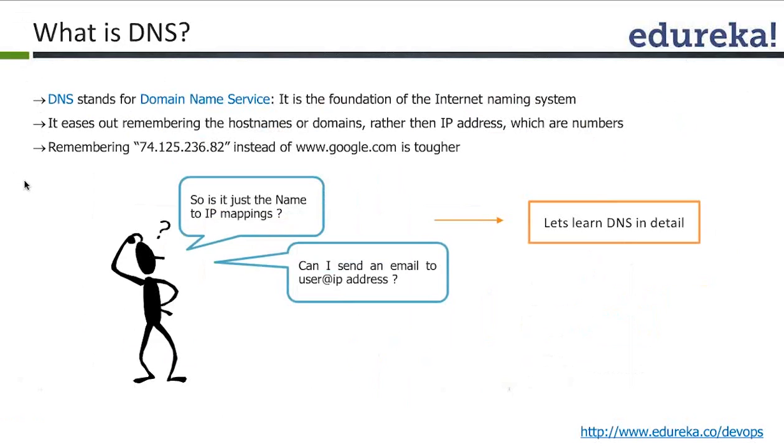So as I said, DNS stands for domain name system. It is the foundation of the internet naming system. It eases remembering host names rather than IP addresses, which are numbers. Remembering the IP address instead of Google is tougher. So it is just a mapping of IP to names, and I can send an email with the user and the host name. I think that's something which is obvious.